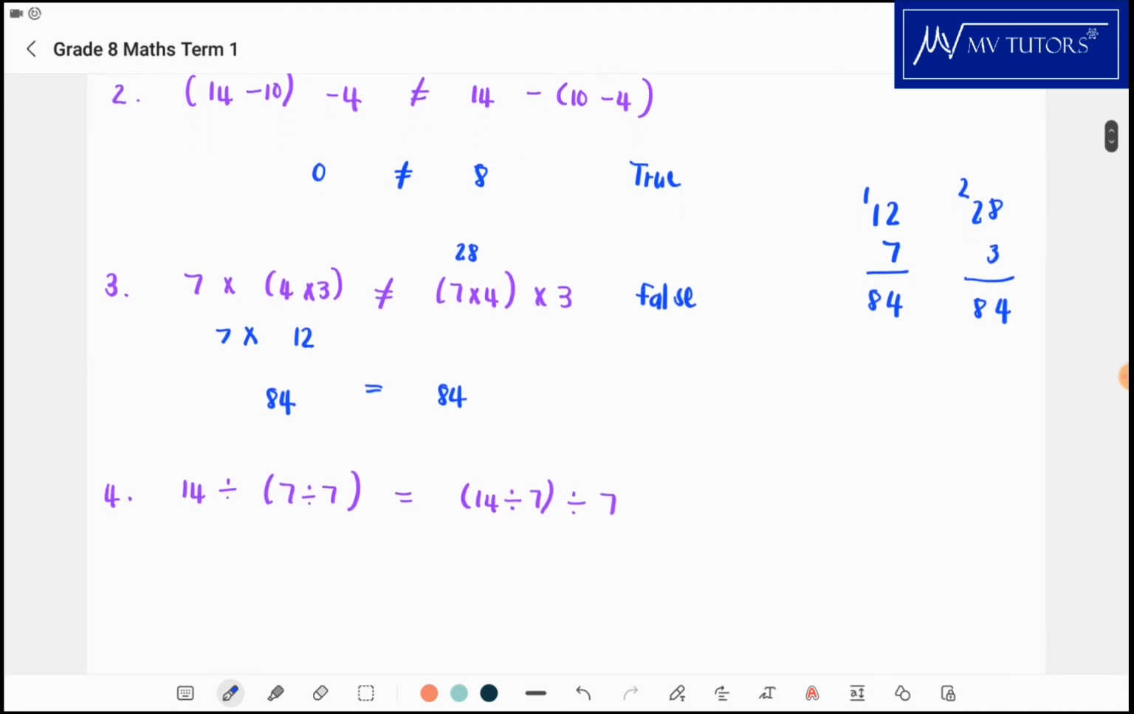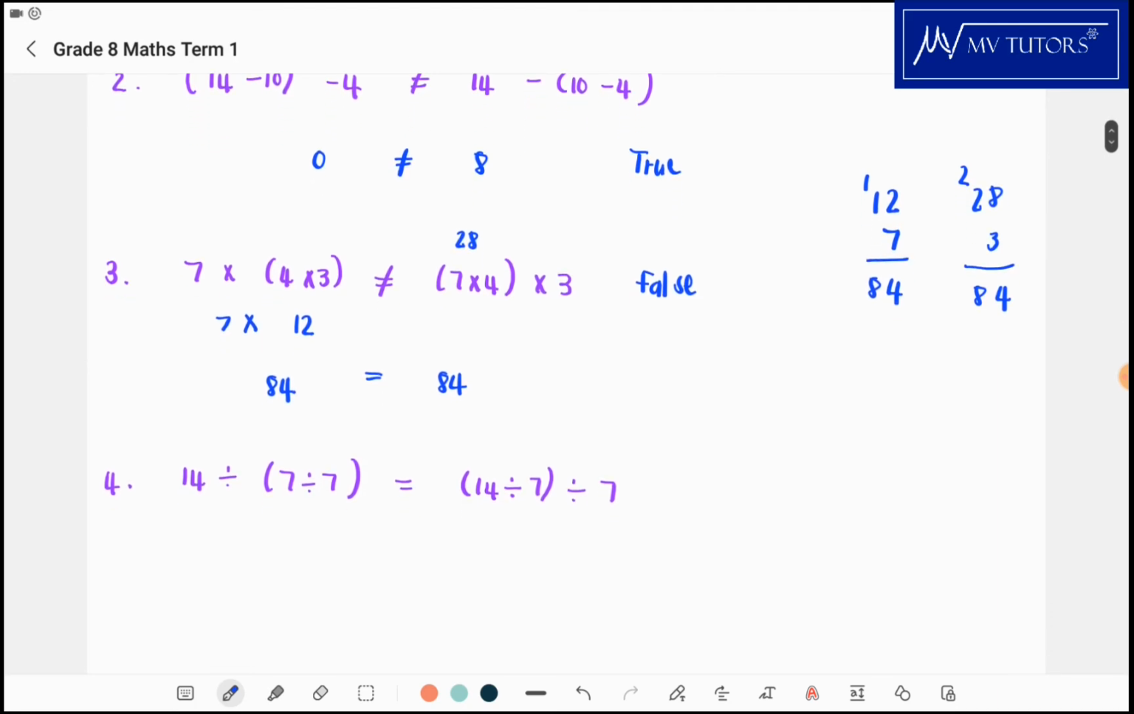And lastly, we have 14 divided by 7 divided by 7. We start with brackets. 7 divided by 7 is 1. So 14 divided by 1, that is 14. Now, with the brackets on this side, 14 divided by 7 is 2. 2 divided by 7 is simply 2 over 7. Okay, these two are not equal. So therefore, this is false.